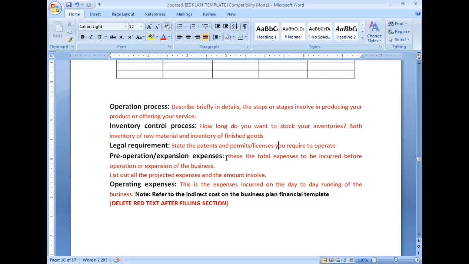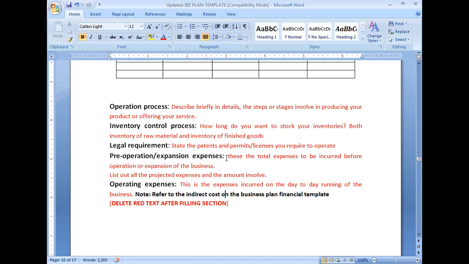Now, pre-operation expansion expenses is like, what are those other expenses that you will need to incur? For example, rent, renovation, installation costs, marketing promotion activities, etc. But this will be covered in the financial template. Operating expenses is also talking about those expenses that you must incur on a daily or monthly basis. For example, rent, fueling, salary, insurance, maintenance, advertisement, etc. So this will also be covered in the financial template.